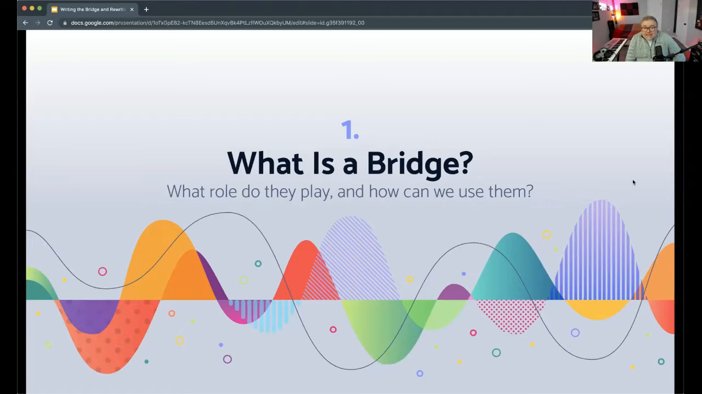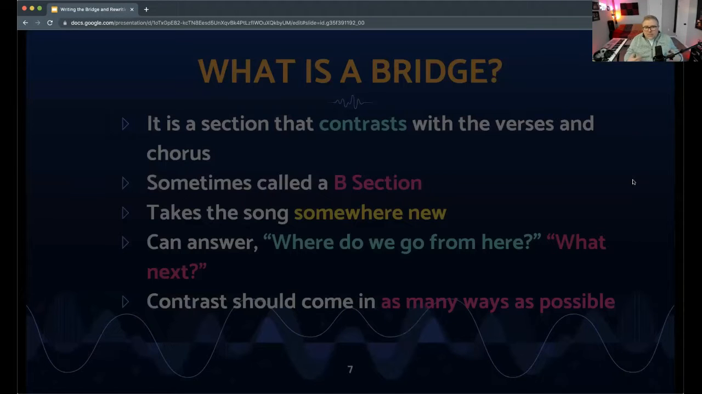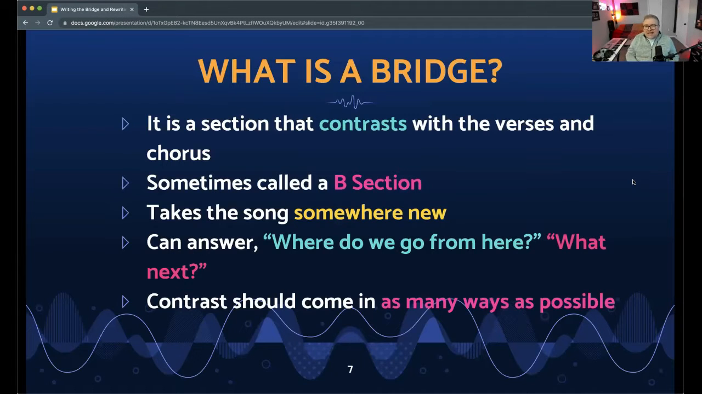So what is a bridge? A bridge is really a section that contrasts with the verse and the chorus. Sometimes it's called a B section. It takes the song somewhere new. And it's really there to give your listener a break from hearing things they've already heard before.